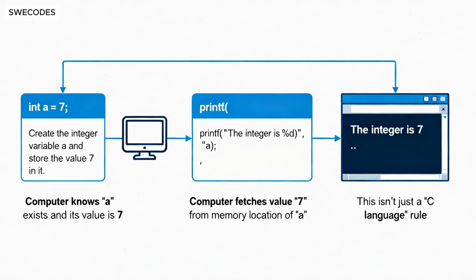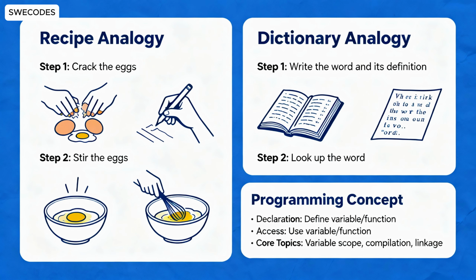New instruction 2, printf("The integer is %d\n", a). Now, when the computer reaches this line, it's easy. It knows exactly what it is. It goes to that memory location, fetches the value 7, and prints it to the screen. And it works perfectly. This isn't just a C language rule.